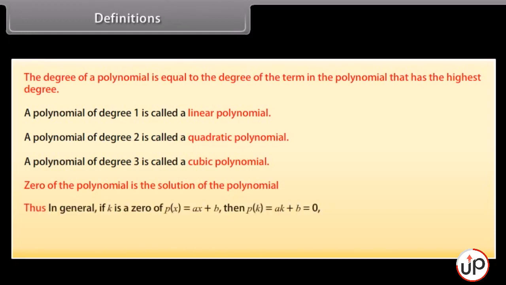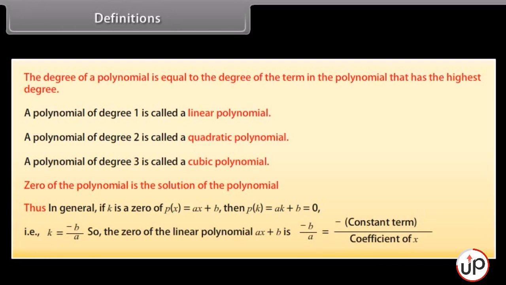Thus, in general, if k is a 0 of p(x), which is equal to ax plus b, then p(k) is equal to ak plus b, which equals 0. That is, k is equal to minus b upon a. So the 0 of the linear polynomial ax plus b is minus b upon a, which equals minus constant term upon coefficient of x.